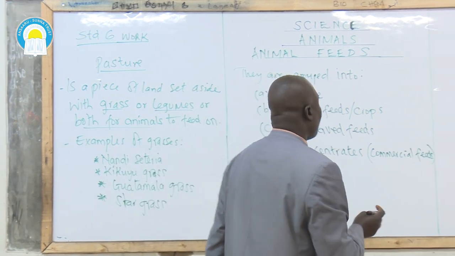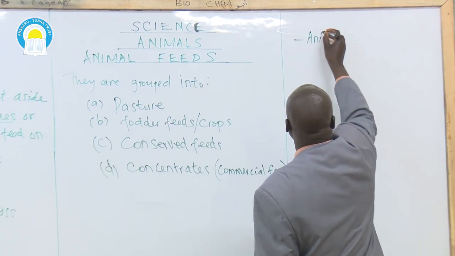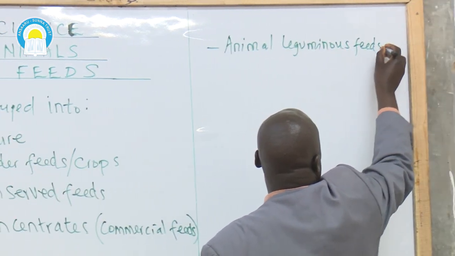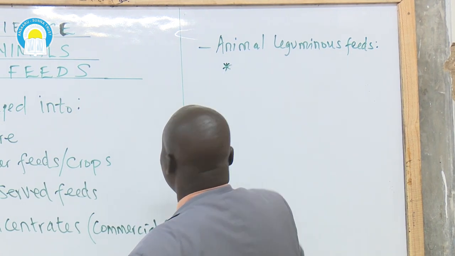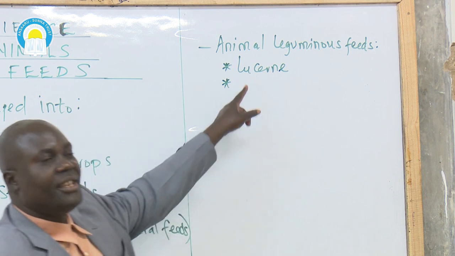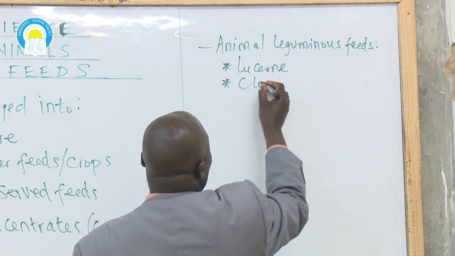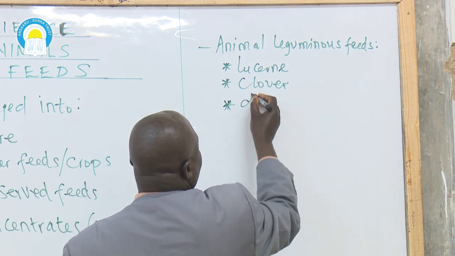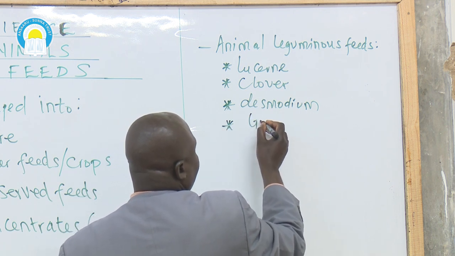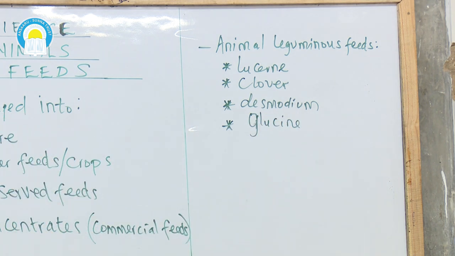Then when you come to examples of legumes, animal leguminous feeds, which are under pasture, we have Lucerne, which was asked in KCPE 2009, question 13. You also have clover. You also have desmodium. And then lastly, we have glycine. So those are examples of animal leguminous feeds.